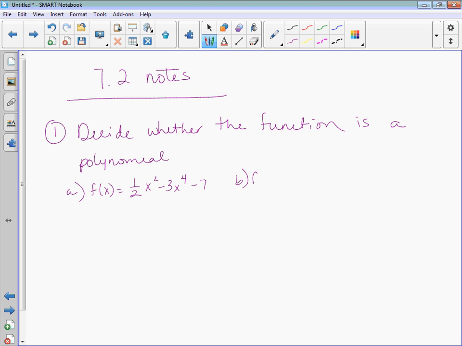B is going to be f of x equals negative 0.05x plus pi x squared minus root 2. C is going to be f of x equals 6x squared plus 2x to the negative 1 plus x plus 17x squared. Pi x squared? Oh, it's pi, no. That's pi. Make sure I knew where you were talking about.